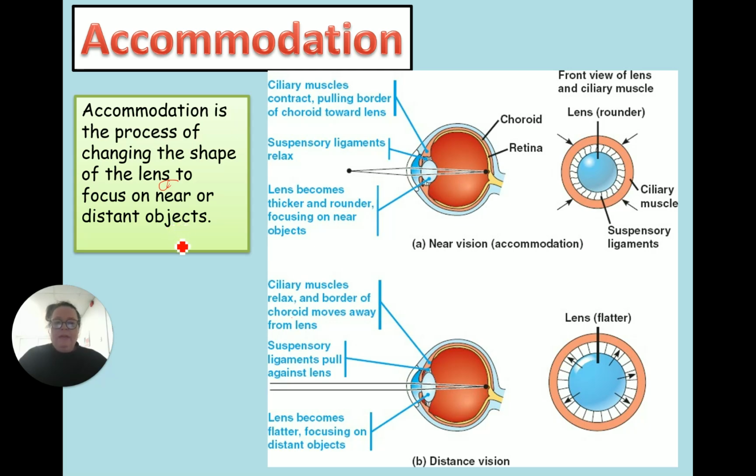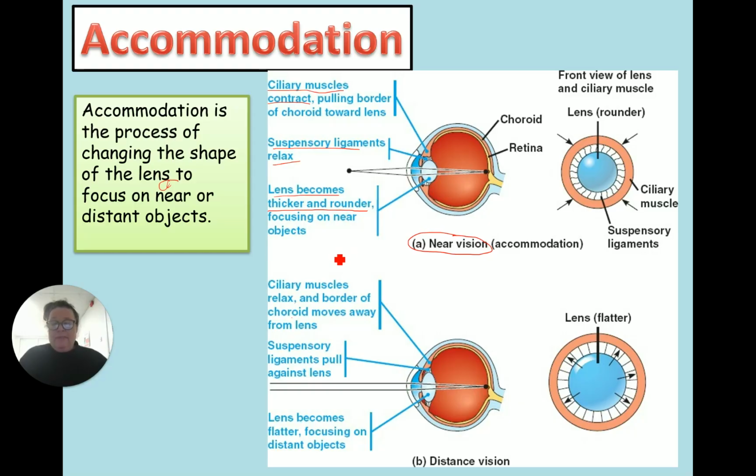Now I said at the beginning you'd need ciliary muscles and suspensory ligaments. So if you're looking at something close by, so near vision, the lens from the previous slide is quite short and fat. So this is what we need to know. The ciliary muscles contract. The suspensory ligaments relax. The lens becomes thicker and rounder to focus on near objects.